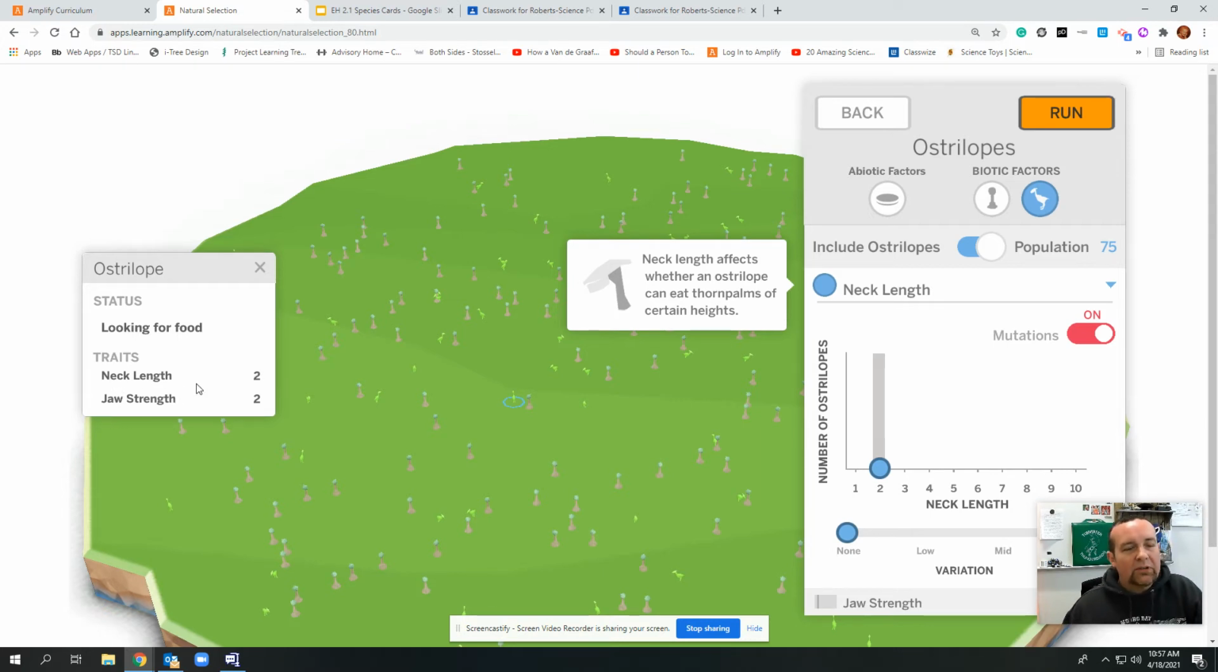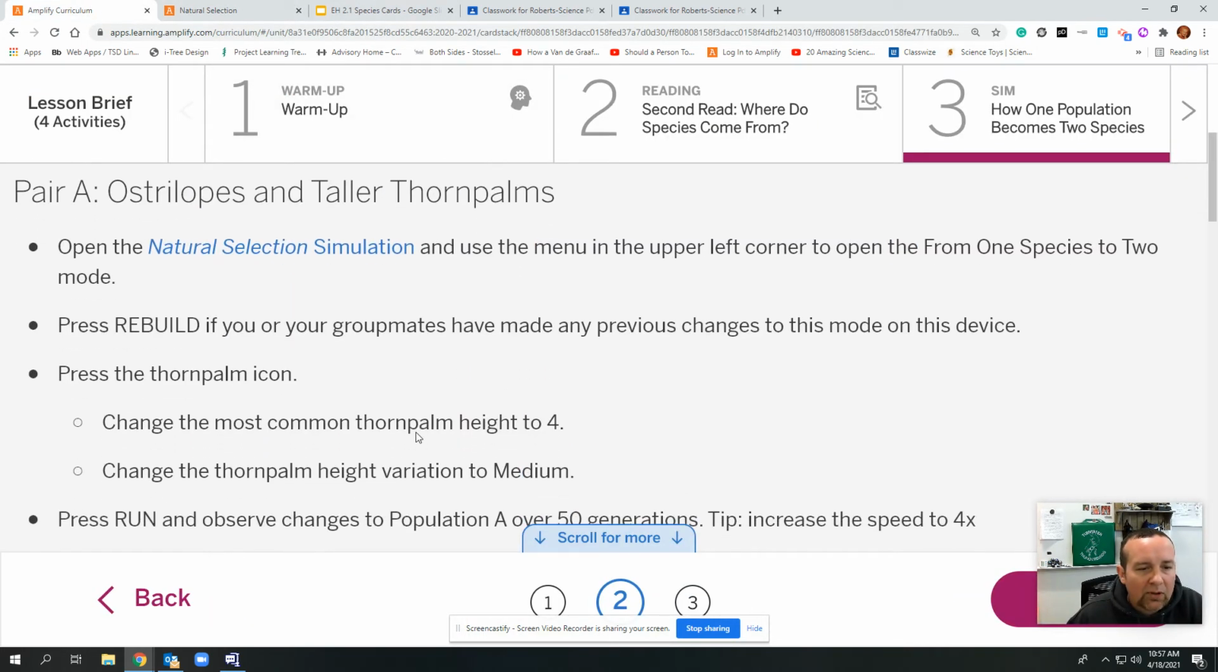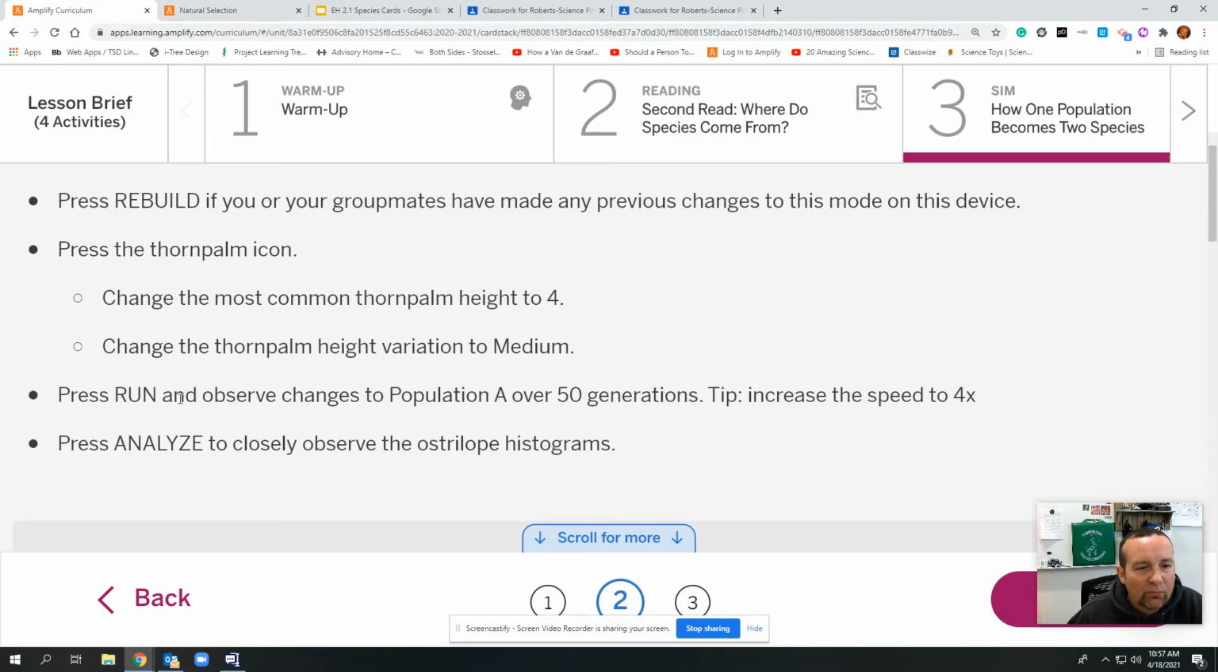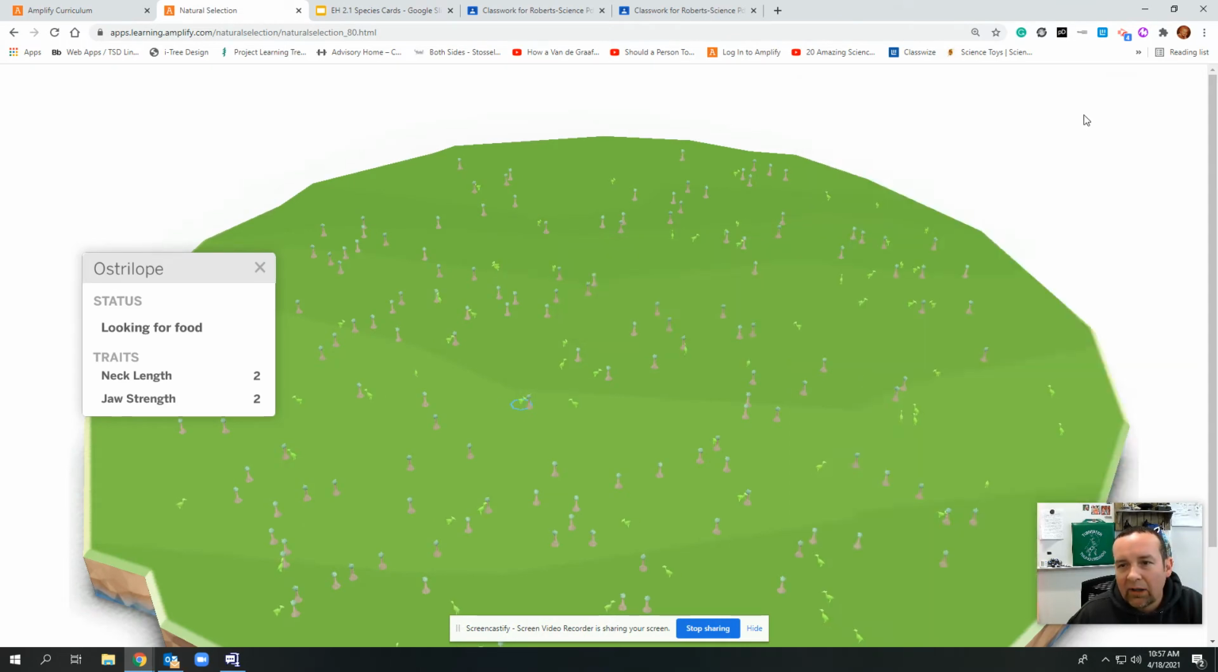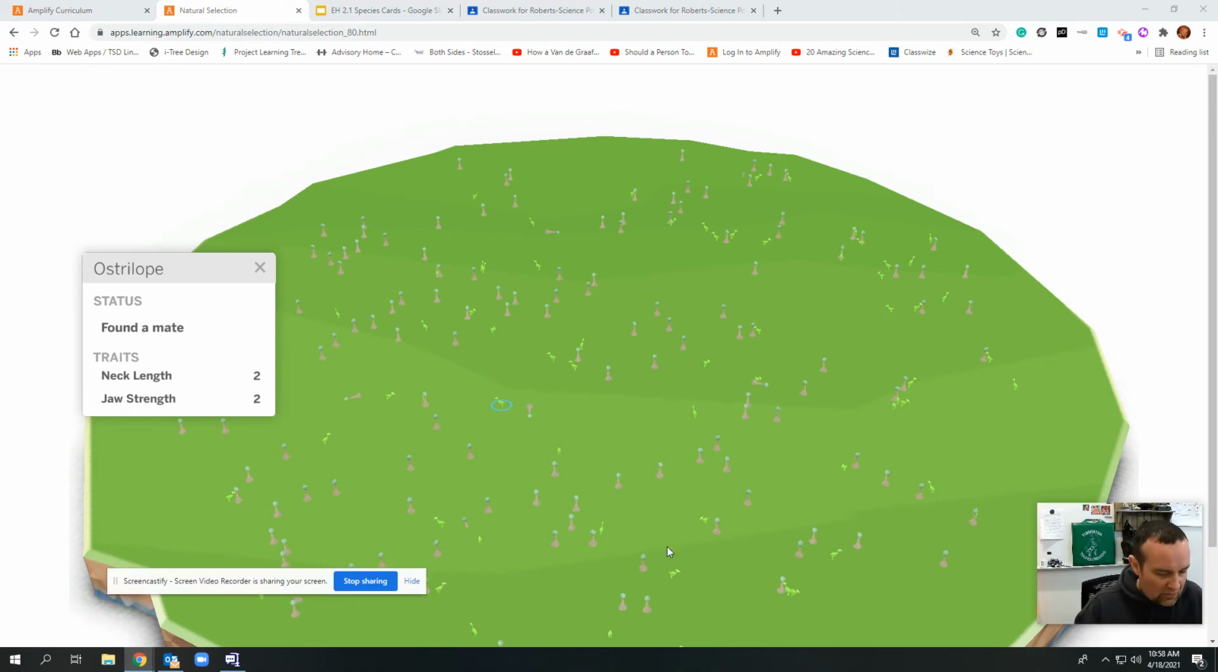The other part of the sim we can investigate is jaw strength by putting more thorns on them, but like I said earlier, we're just going to focus on neck length because that gets the point across. So, the most common, blah, blah, blah, press run and observe the changes. Okay, so let's do that. We're going to go run, and yes, look at them all go.